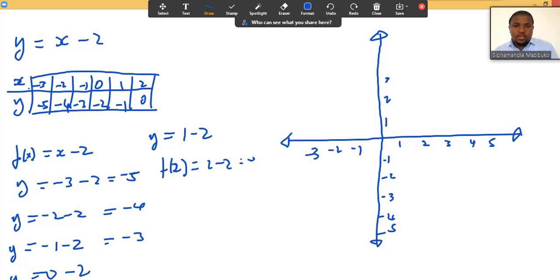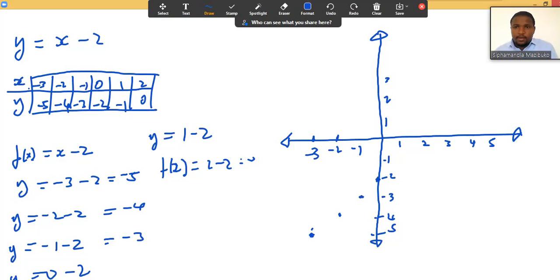So minus 3 is to minus 5 should be here. This is minus 3 is to minus 5. Minus 2 is to minus 4. This is minus 2 is to minus 4. That should be here, I guess. Then minus 1 is to minus 3. Minus 1 is to minus 3 should be here. 0 is to minus 2. It's here.